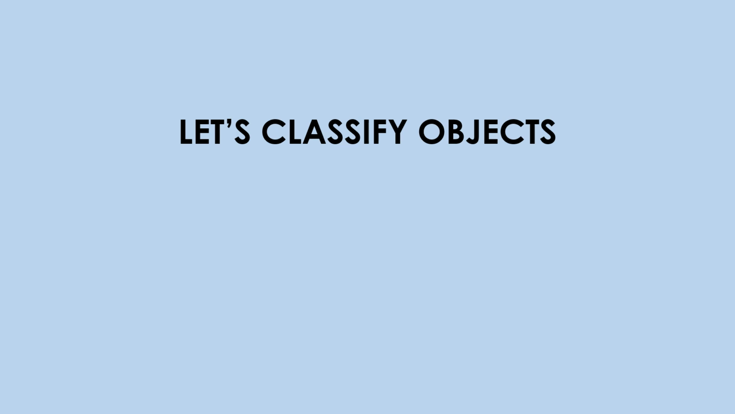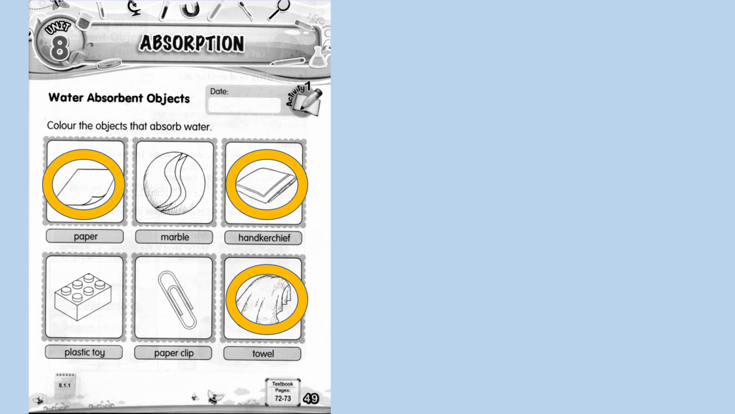Let's classify objects. Still you remember our previous task? This is your previous task. You have to color the object that absorb water. Teacher circle the objects that absorb water. Objects that absorb water are paper, handkerchief, and towel. Objects that cannot absorb water are marble, plastic toy, and paper clip.